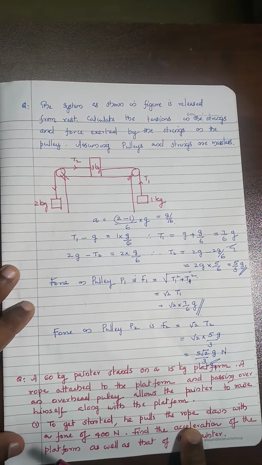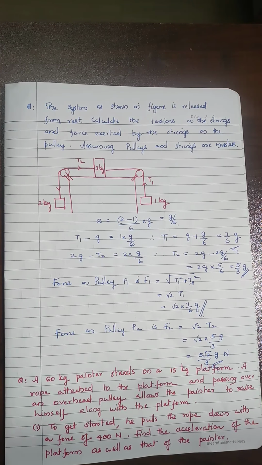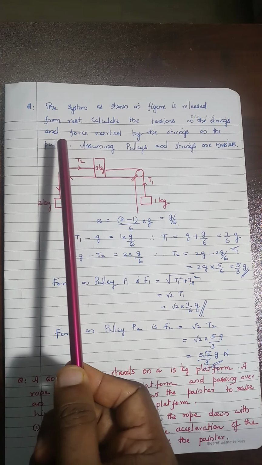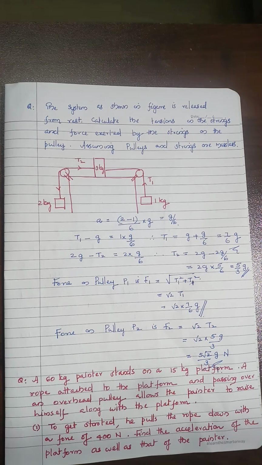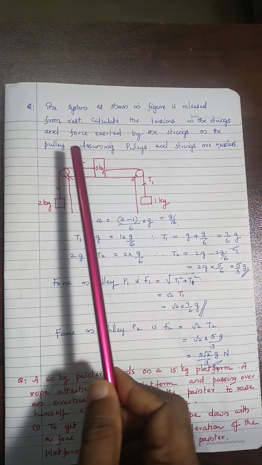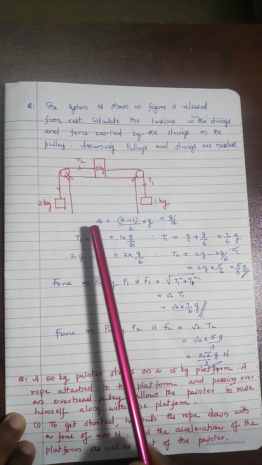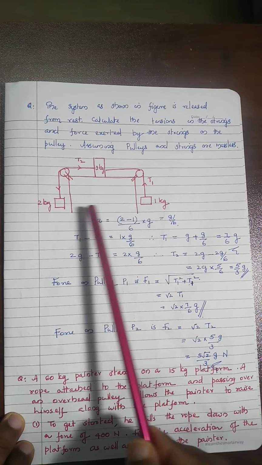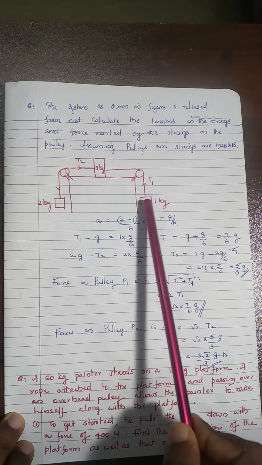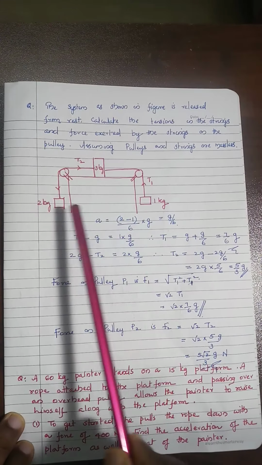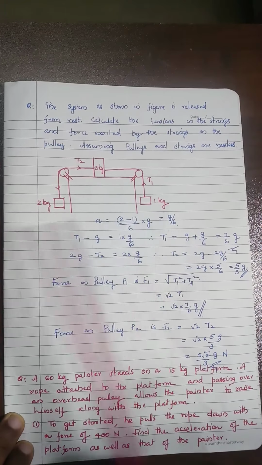So we can move to the next concept, an extra one. The system as shown in the figure is released from rest. Calculate the tension in the strings and the force exerted by the strings on the pulley, assuming the pulleys and the strings are massless. So we can easily find the acceleration as per our usual concept. What is this one? 2g. What is this one? 1g. Difference by the total mass, (2 minus 1) into g by 2 plus 3 plus 1. So you get the concept.